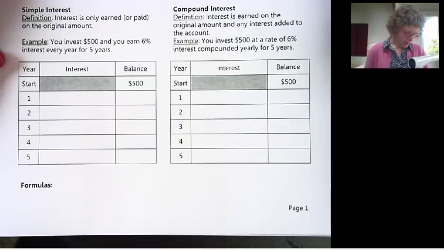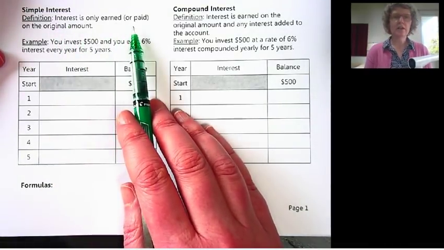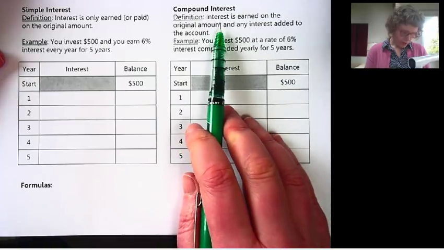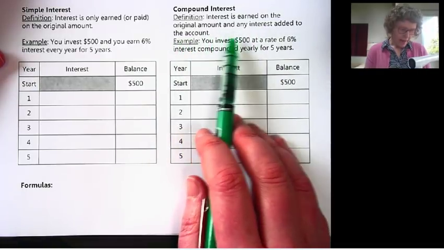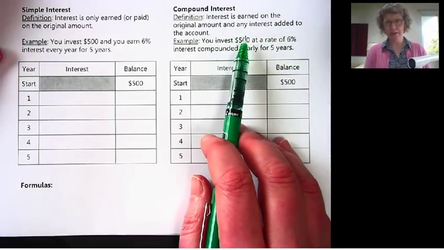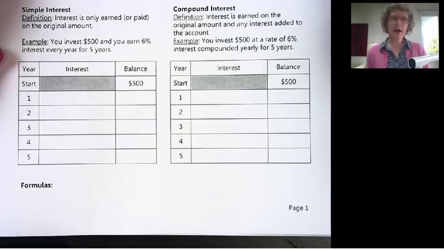Okay, so first of all, the definition: simple interest is interest that is only earned on the original amount, or if it's a loan, it's only paid on the original amount. Versus compound interest, where interest is earned on the original amount and any interest added to the account. So compound interest is more common in bank accounts, where you have money in there, you get interest periodically, and then the next time you get interest on the full balance. So your interest is earning interest over time.